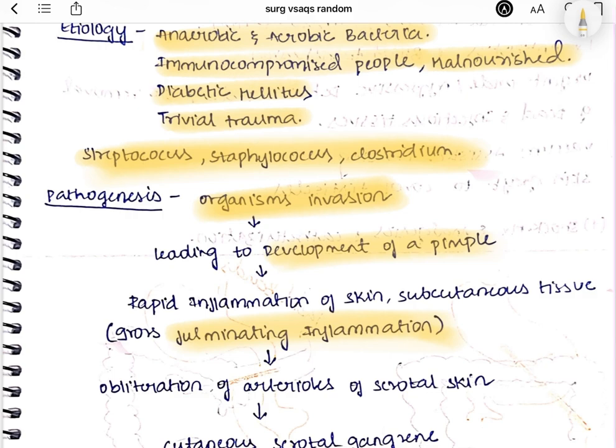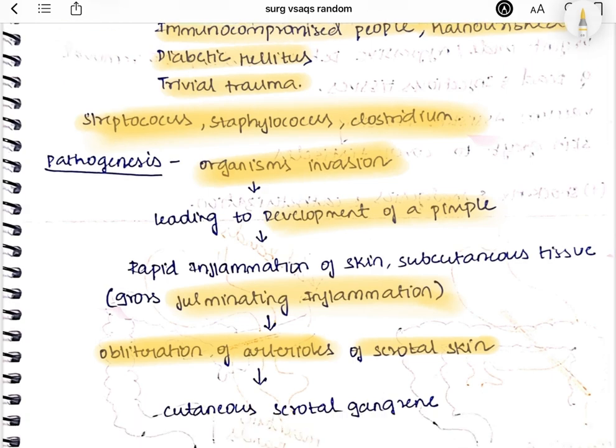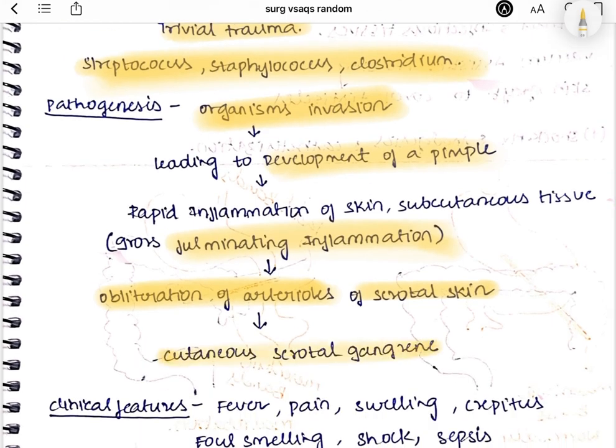So what happens after this fulminating inflammation? It will cause obliteration of the arterioles. What do you mean by obliteration of arterioles? There will be decreased blood supply to the scrotal skin. What happens if there is decreased blood supply to the scrotal skin? The scrotal skin will undergo gangrene, right? So there will be cutaneous scrotal gangrene. That is what is happening in the pathogenesis.